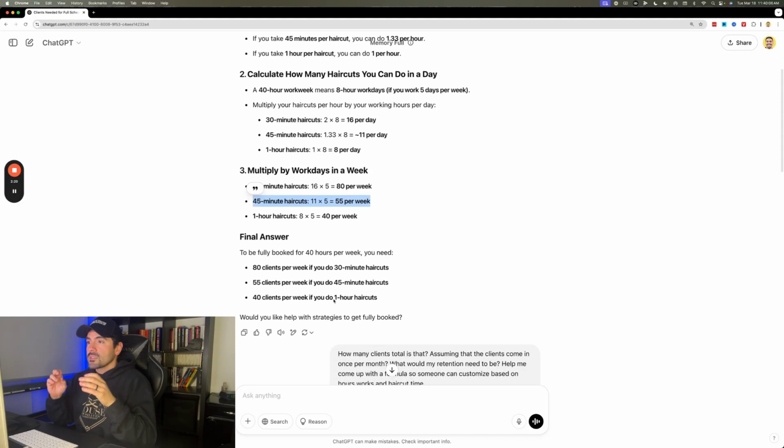So to be fully booked, meaning you're 100%, there's 0 white space in your schedule for the entire week, then you need 80 clients based on this 30-minute haircut timing. If you do 45-minute haircuts, you need 55 clients per week. And then if you do 1-hour haircuts, it's pretty simple. You do 1 client per hour, you work 40 hours, then you need 40 clients.